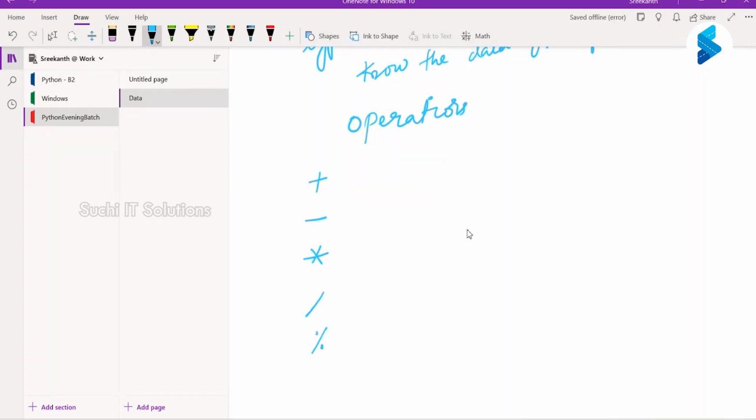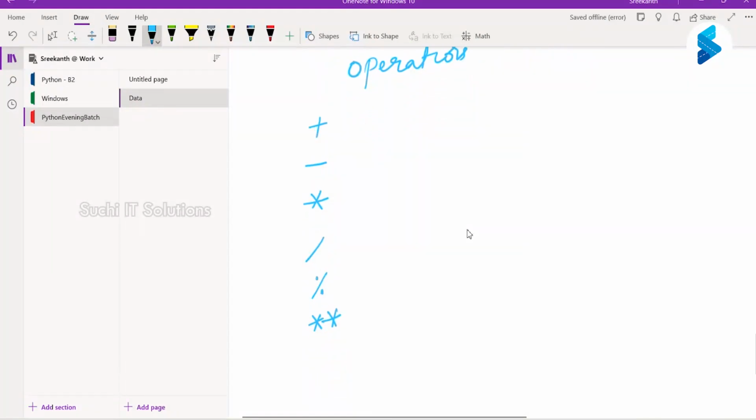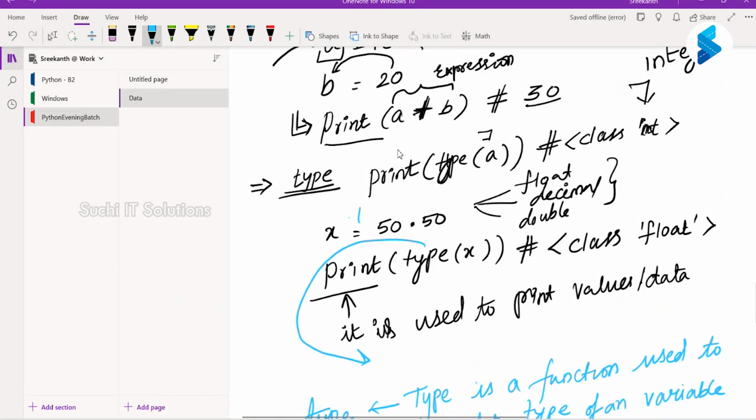The modulo operator, and you have star star. So this is a special operator in Python. And you also have slash slash. These two are special operators. We'll come to it. One operator we have already seen, which is equal to. What operator is it called? Equal to is called which operator? Assignment operator. It is basically called assignment operator.